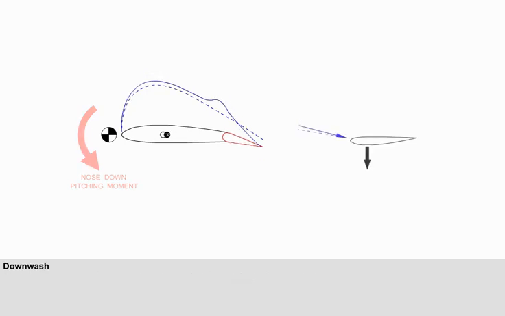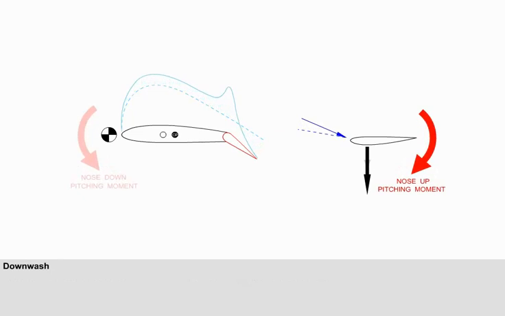Let us now take a look at the effect of downwash. You can see that as the flaps deploy, the downwash increases. This increases the downforce on the tail and generates an aircraft nose-up pitching moment. It is now obvious that flap deployment generates two pitching moments, a nose-down pitching moment from the wing and a nose-up pitching moment from the tail.